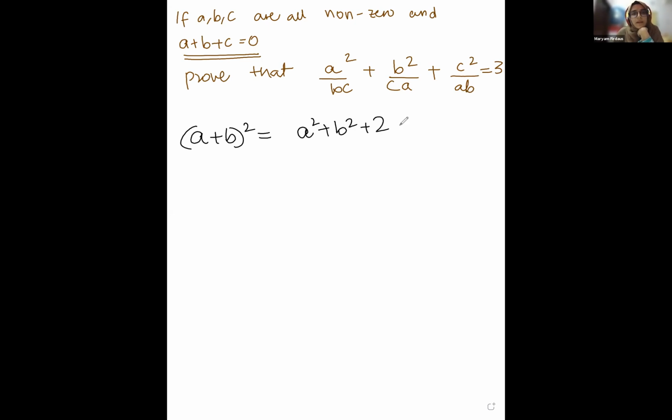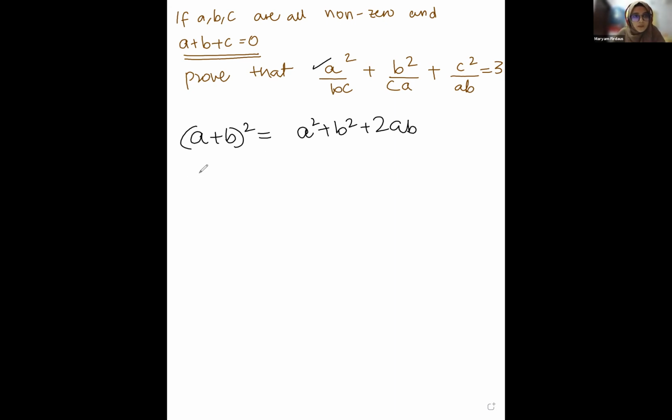But over here in our question, we have three terms. We have A, B, and C. We have A square, B square, C square also, and we have the AB, AC, and BC also. So what do you think we need to use here? Ma'am, a plus b plus c whole square. Yes, that's right. A plus B plus C whole square.